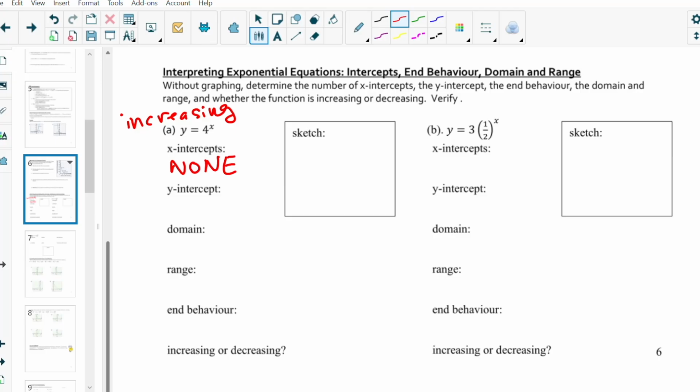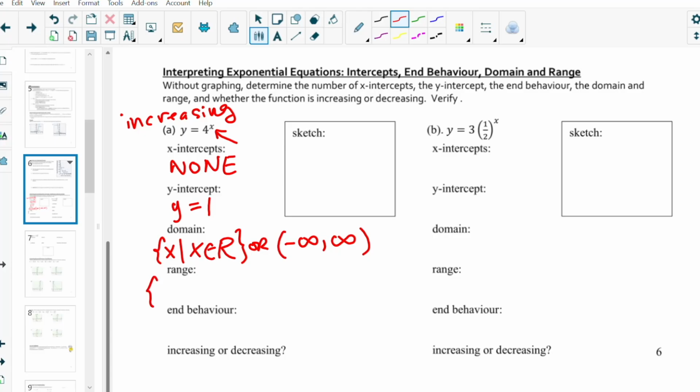Y-intercept. Well, y-intercept is where x is 0. So when x is 0, well, 4 to the 0 is 1. So y-intercept is y equals 1. Okay, what's the domain? If you think about the domain of our exponential function, it's going to be x such that x is an element of all real numbers, or using interval notation, negative to positive infinity.